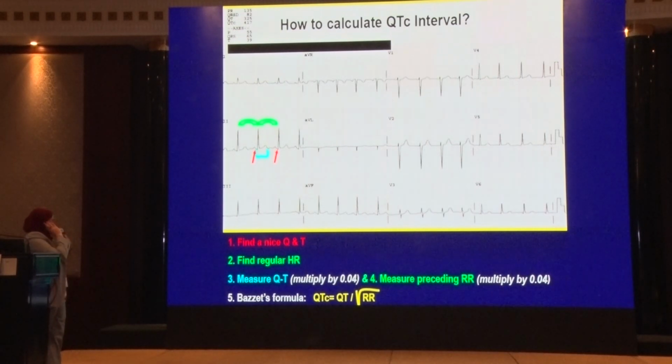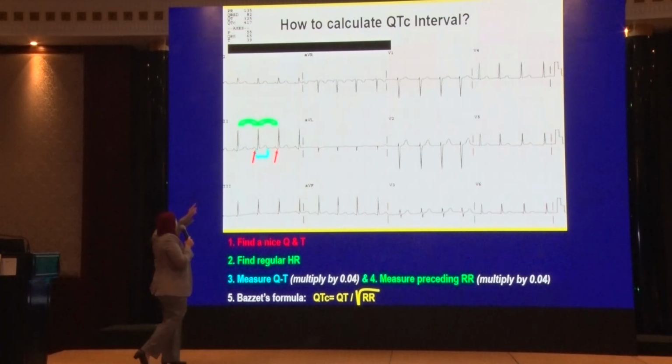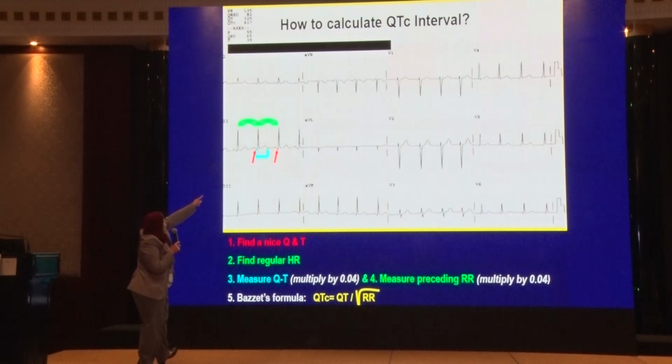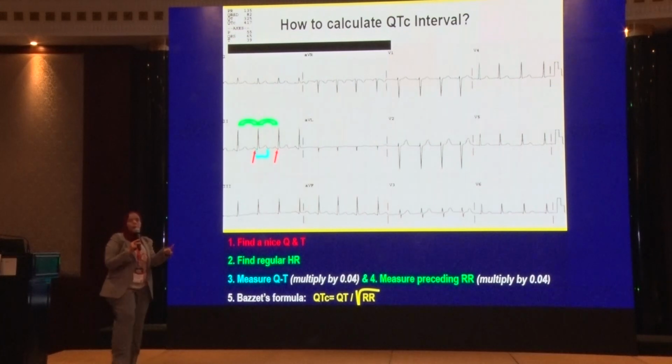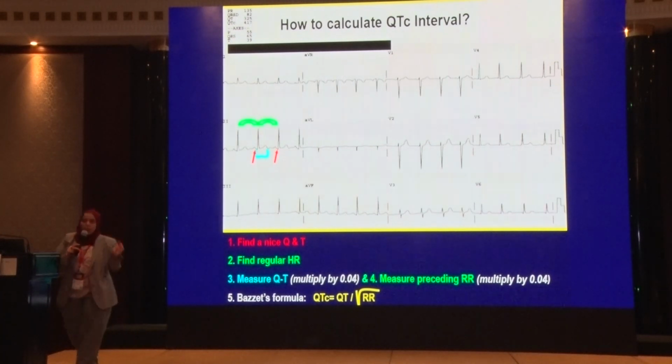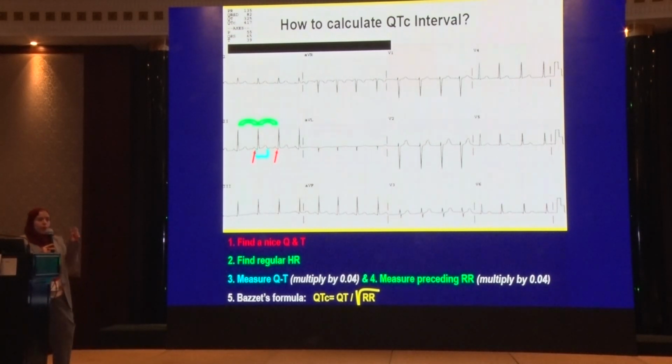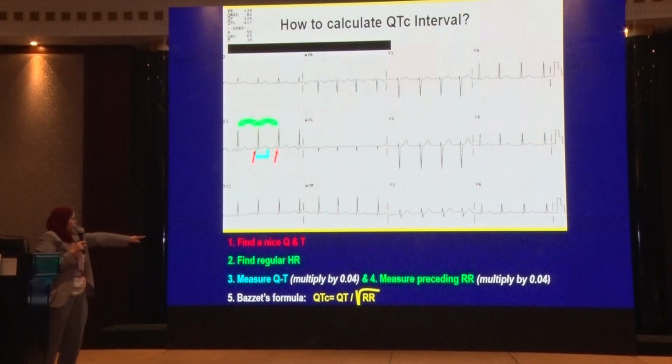The area that we measure on the strip, we will multiply it. Let's say I have 12 small squares. I want to convert these squares into timing, into seconds. As we said before, each small square represents 0.04 of a second. So I will multiply the number I got by 0.04.